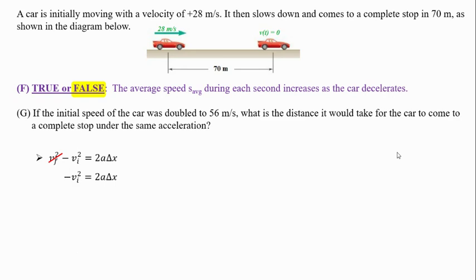I cancel it out. I carry the function down, and then I isolate for delta x. Now, why would I want to do that? Because the question in this part G asks us to find the distance. And distance is the magnitude of your delta x, because it's moving one way.